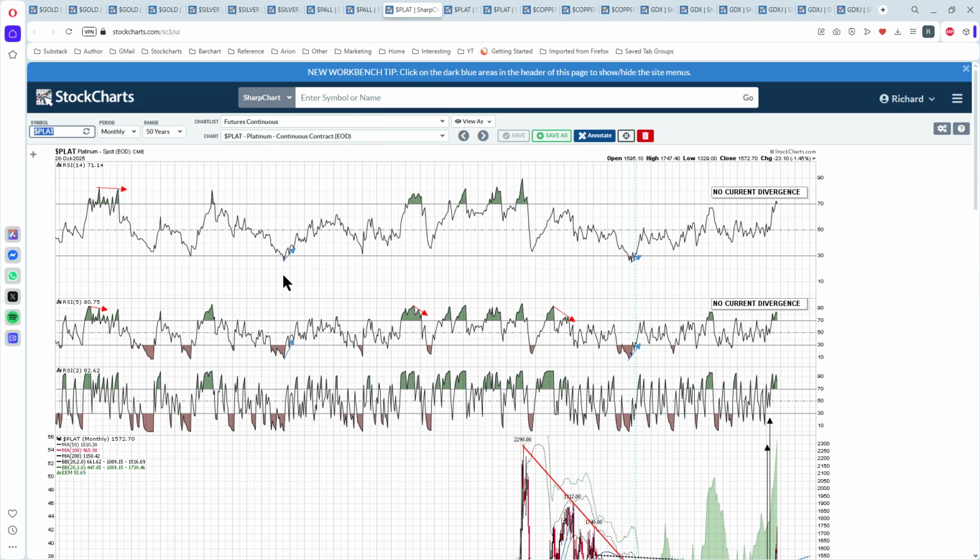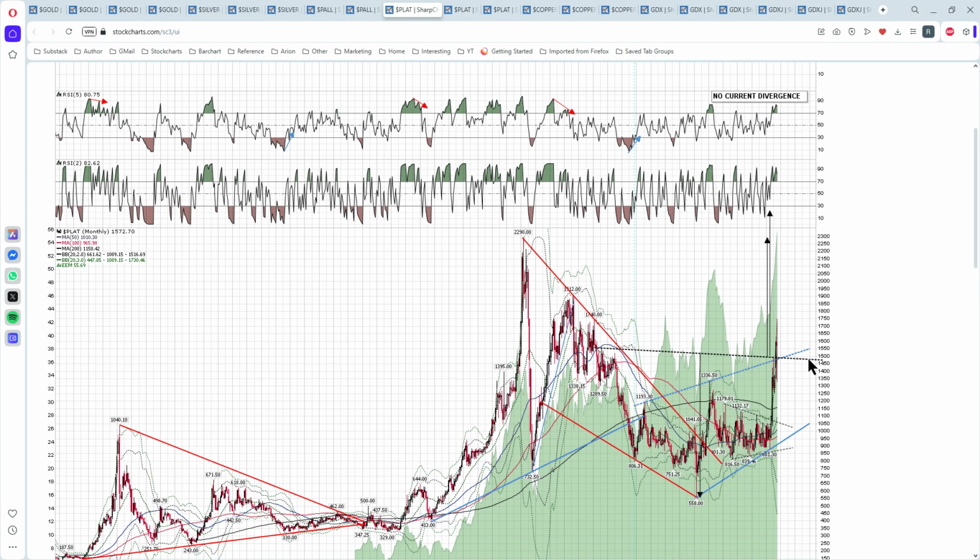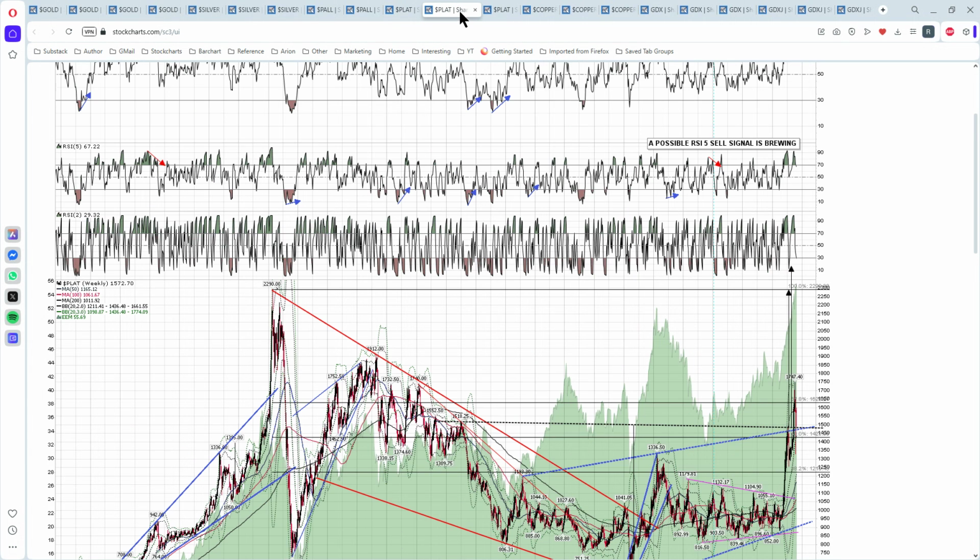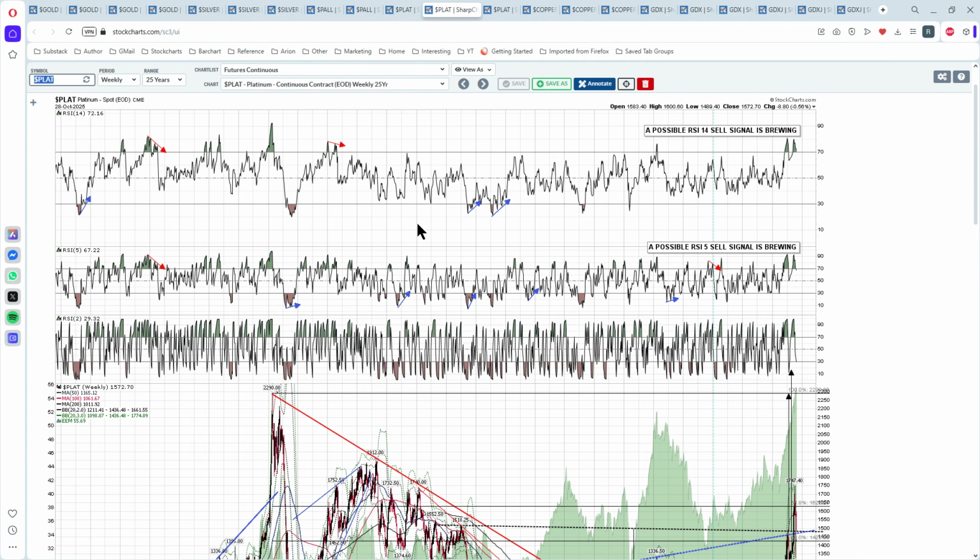So on platinum, we've obviously seen what looks an awful lot like a big breakup here. We're waiting to see if we're going to see more from this retracement. But on the bigger picture, we've got an IHS which is broken up here with a target in the 2290 area. On the weekly chart, we've actually got some possible RSI 14 and RSI 5 sell signals brewing.